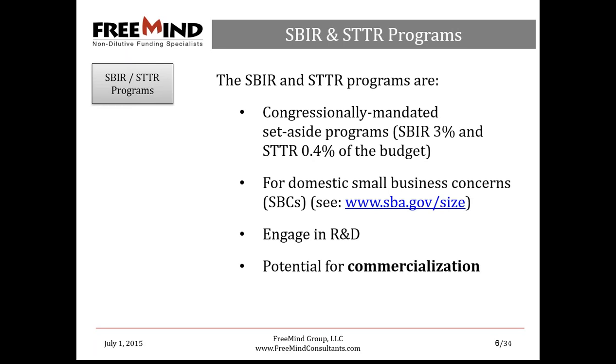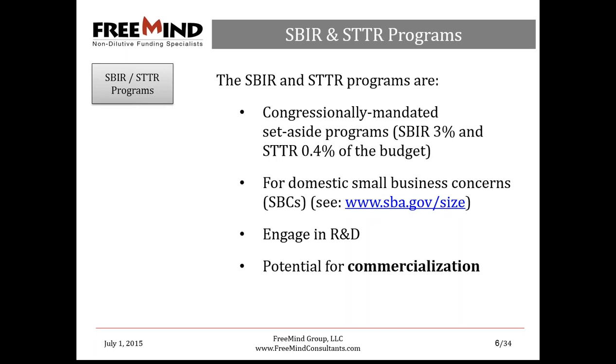The SBIR and STTR programs are congressionally mandated programs. There's money set aside specifically for these programs every year. This is required by law ever since 1982 in the case of the SBIRs and 1992 in the case of STTRs. Any government organization that is substantially funding R&D activities is required to devote a certain percentage of that budget, of the extramural research budget, to small businesses.